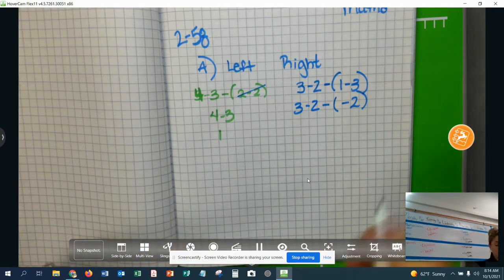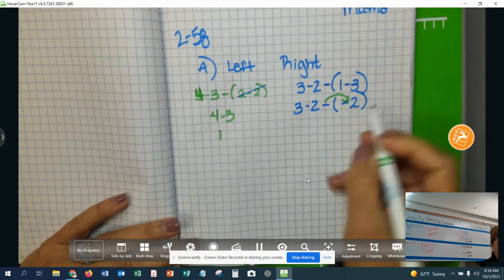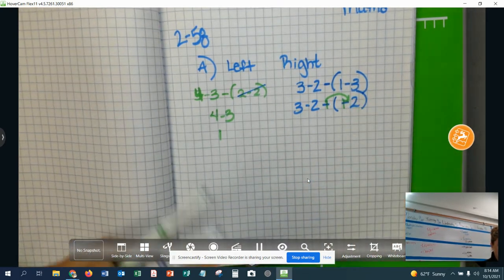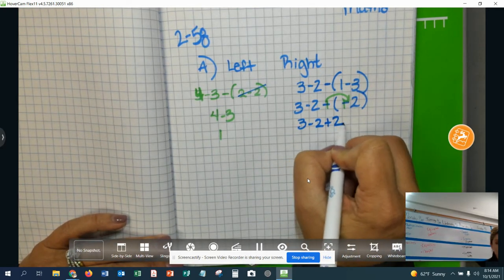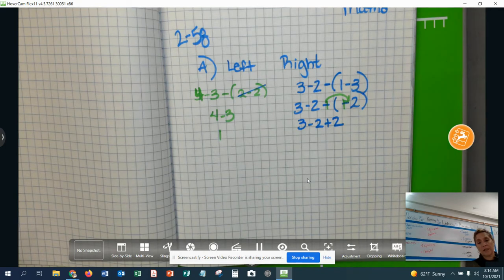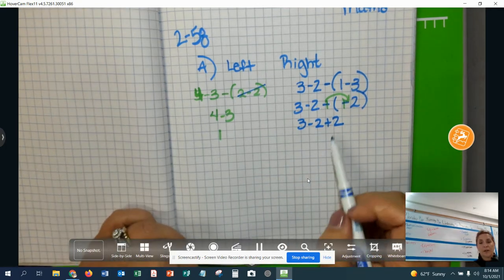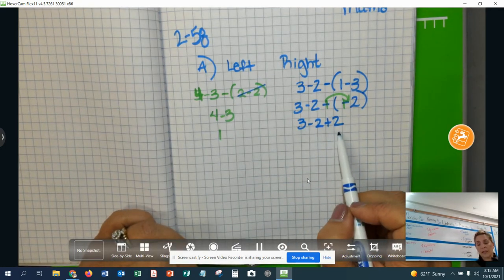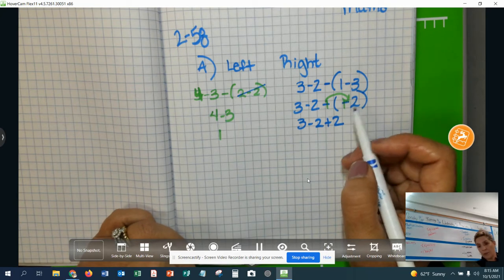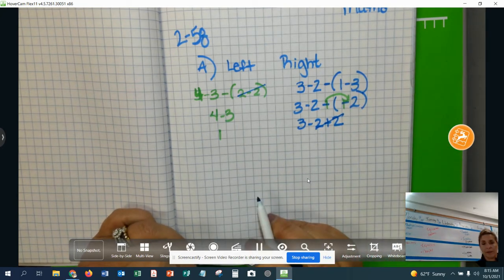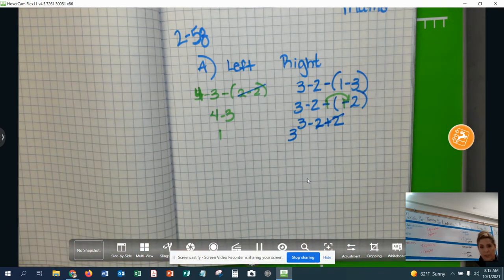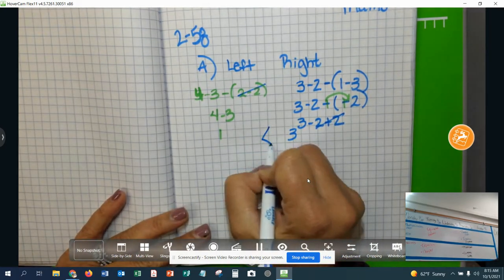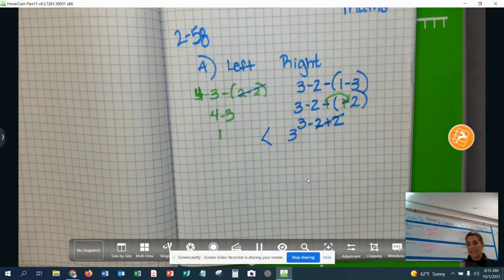Now, the next thing you need to do is distribute that negative, which makes everything positive here, and then we're going to rewrite. So we have 3 minus 2 plus 2. Well, look, if you look at this, you're going to see that negative 2 plus 2 means they're subtracting, and it now becomes 0. So now we have 3 left over. And which one is bigger? The 3. 1 is less than 3, or 3 is greater than 1.